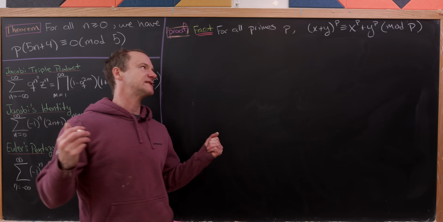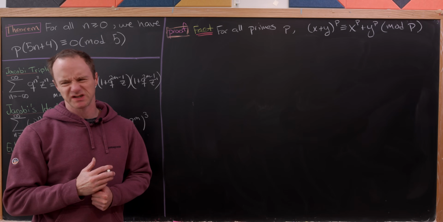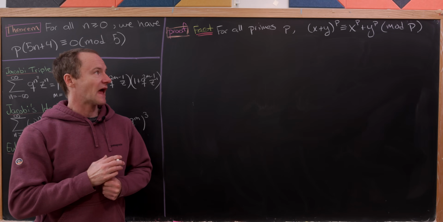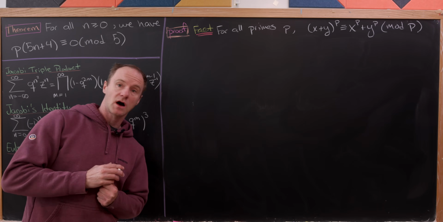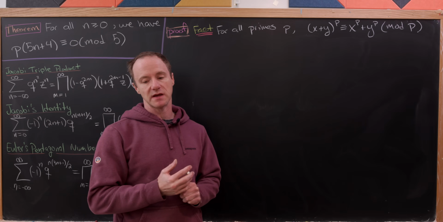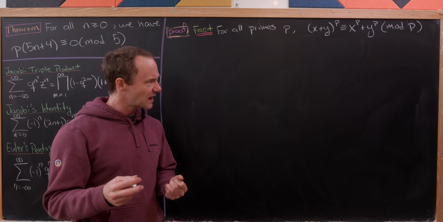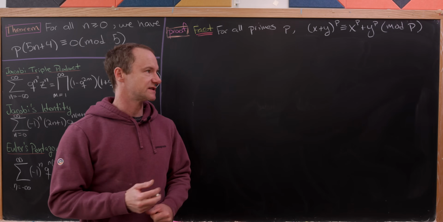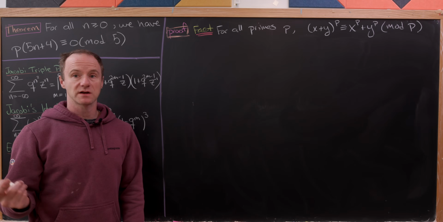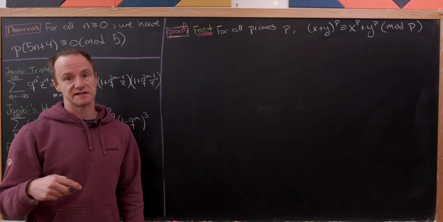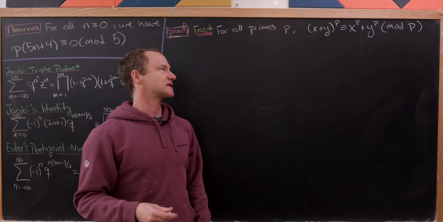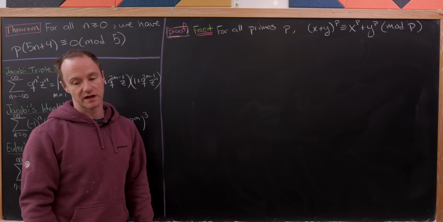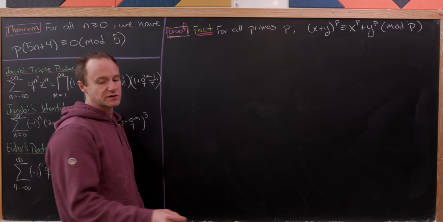So we're going to start with a fairly simple result from number theory, and this just involves binomial expansion. And that is for all primes p, x plus y to the p is congruent to x to the p plus y to the p mod p. And that's because any binomial coefficient p choose k, for instance, is a multiple of p, as long as k is not equal to p or 0. So that's why this binomial expansion would collapse just to x to the p plus y to the p when you are working mod p. Okay, nice. So now let's get into it.